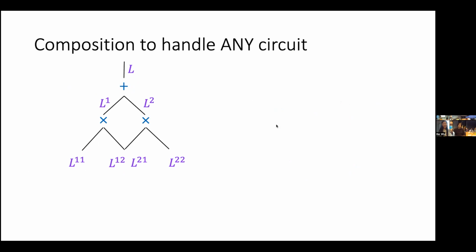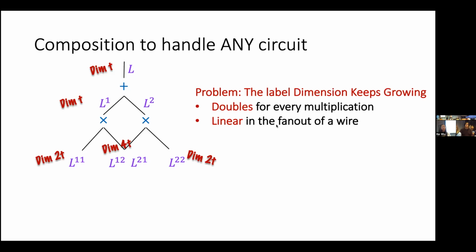Doesn't it grow with the depth, like multiplication, because you're giving additional information for every multiplication? Exactly. The problem is that something has to pay. If I started with labels that have dimension t, addition doesn't increase the label length. It's still dimension t. But multiplication actually doubles the label length. And what's even worse is that if you have one particular input that has large fan out, then its label length is also going to grow with the fan out. So these are the two sources which will cause the label to grow in length. One is due to the multiplication gate, the other is due to the large fan out.